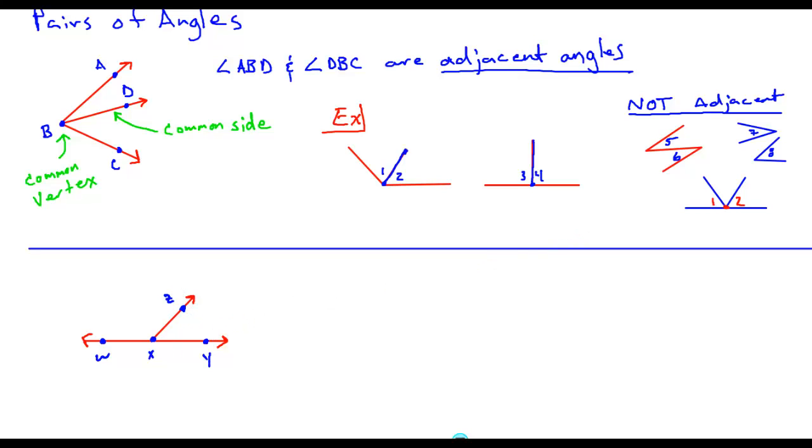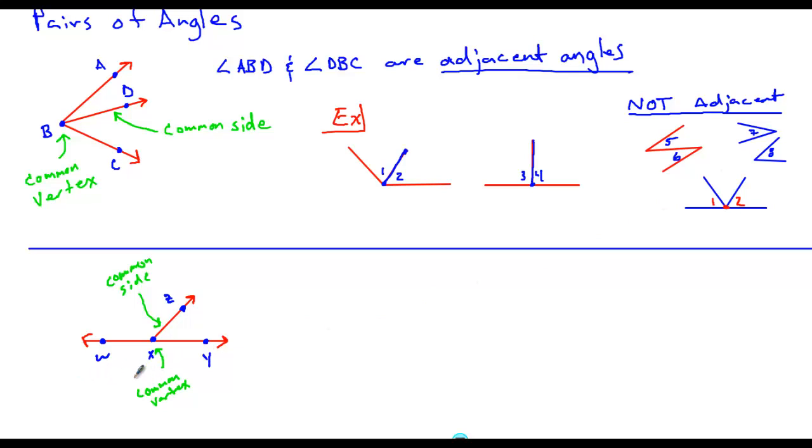Now, if you'll notice, just like up here with the adjacent angles, this pair of angles has a common side, and they have a common vertex. Okay, so that is exactly like adjacent angles. And in fact, these two angles are adjacent angles. But our next angle pair is going to have a little more detail to it than just adjacent angles.